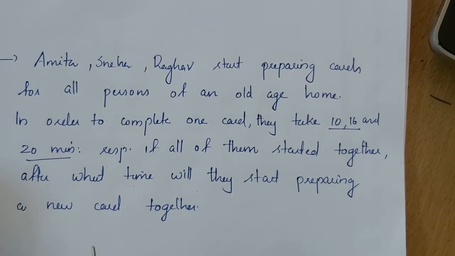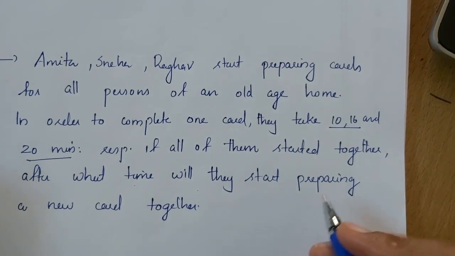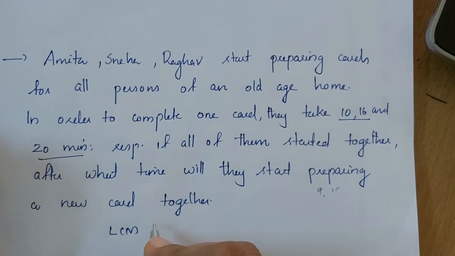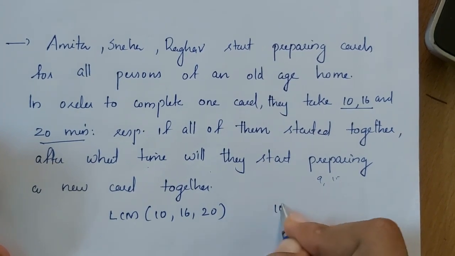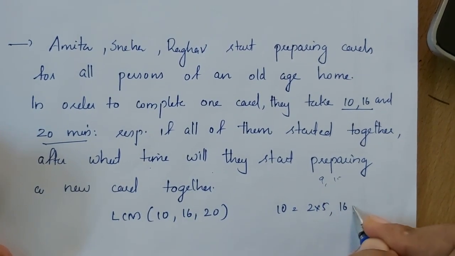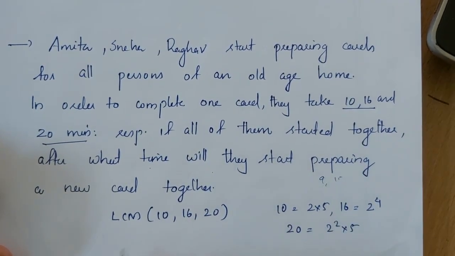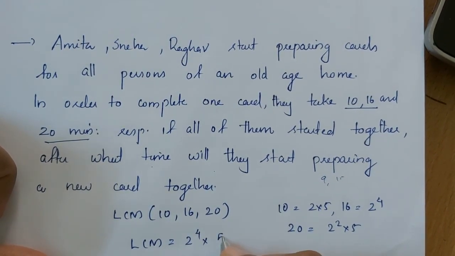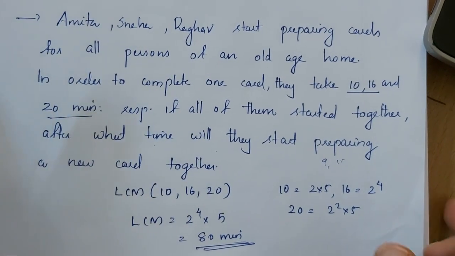This is a similar question we discussed, like the previous question with 5 minutes, 9 minutes, 15 minutes. We have to find the LCM of 10, 16 and 20. 10 is equal to 2 into 5, 16 is equal to 2 raised to 4 and 20 is equal to 2 square into 5. LCM is equal to 2 raised to 4 into 5, which is equal to 80 minutes. Similar question we already discussed. Next question.